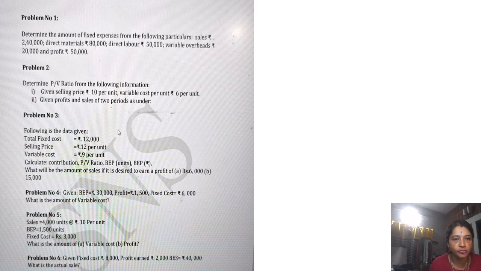So if we have to solve problem number 5, they have given sales. Sales is 4,000 units at rupees 10 per unit. So total sales is 4,000 into rupees 10, that is rupees 40,000. Now break-even point is 1,500 units. Fixed cost is 3,000. What is the amount of variable cost and profit?